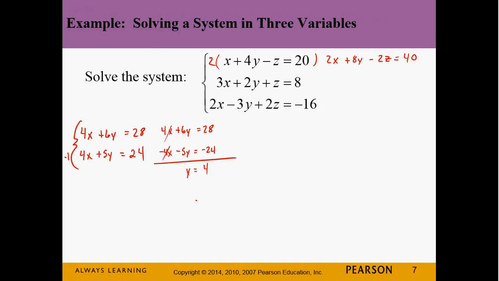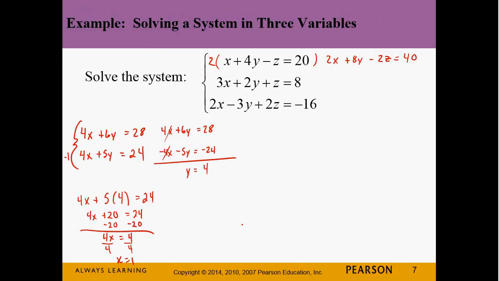Okay, now we know what y is. How do we solve for x? Plug it back into one of these equations. So 4 times x plus 5 times 4 equals 24. 4x plus 20 equals 24. Subtract 20 to get the x by itself. 4x equals 4. Divide by 4. X equals 1. So now I've got x and y.